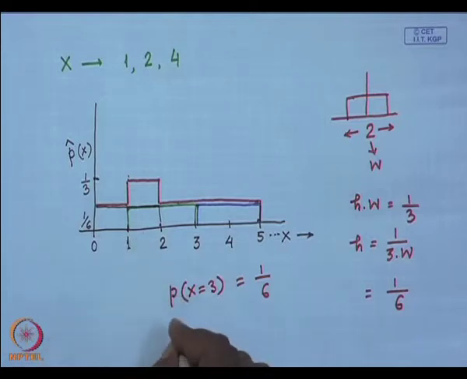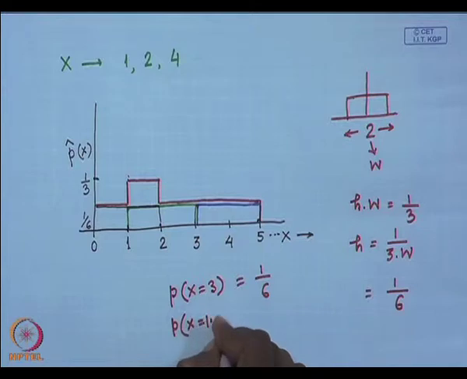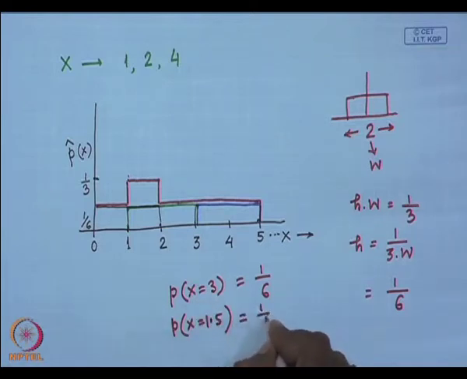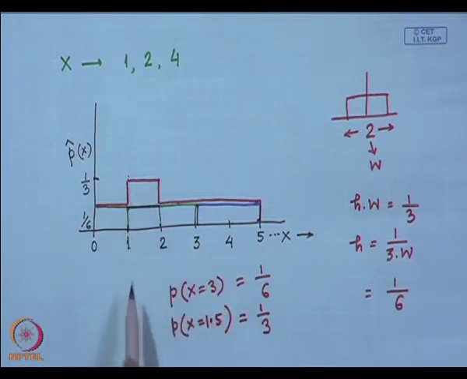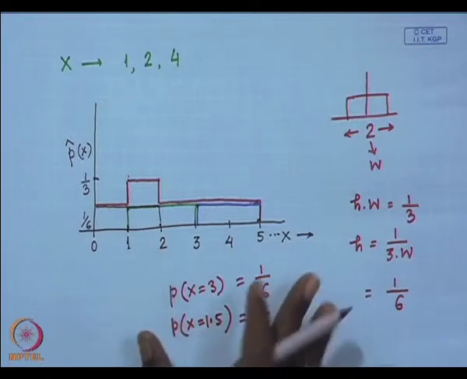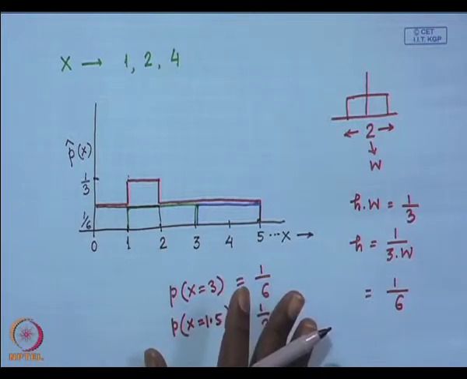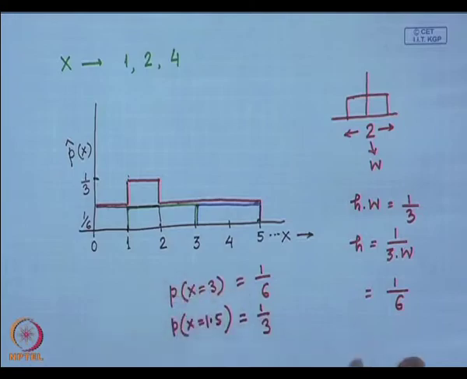Whereas over here, if I want to compute what is P of x equal to 1.5, that probability that x is 1.5, which is given by 1 by 3. That is the height of the probability density curve in the region 1 to 2. So, I can use this window technique for such probability density estimate.